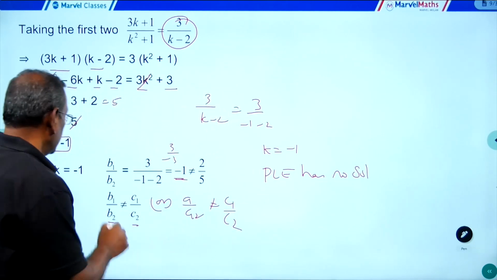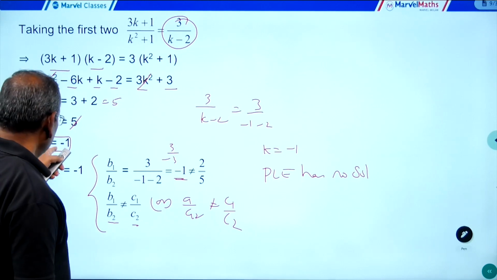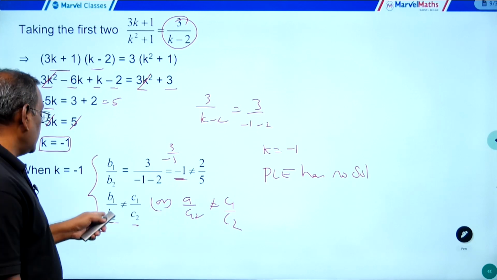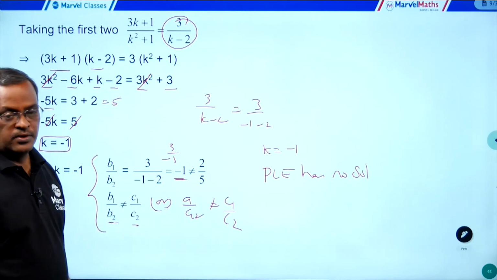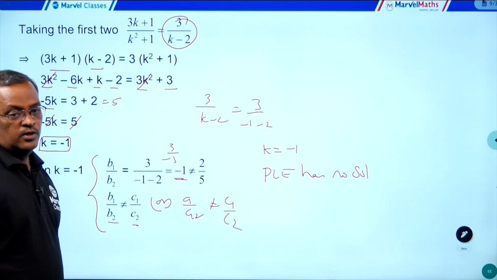Very important, don't forget this extra step. After finding the value of k, using that value prove that either a1 by a2 not equal to c1 by c2 or b1 by b2 not equal to c1 by c2. You have to prove either this or that. Then only you will get full marks in no solution type problems.